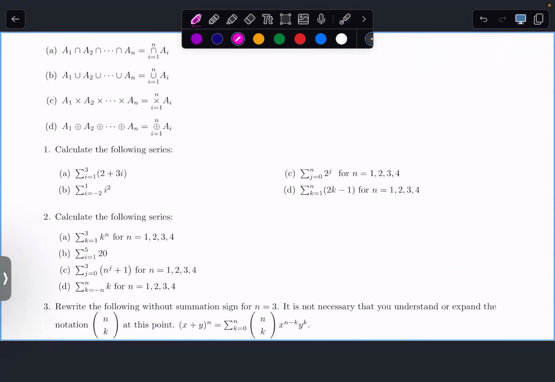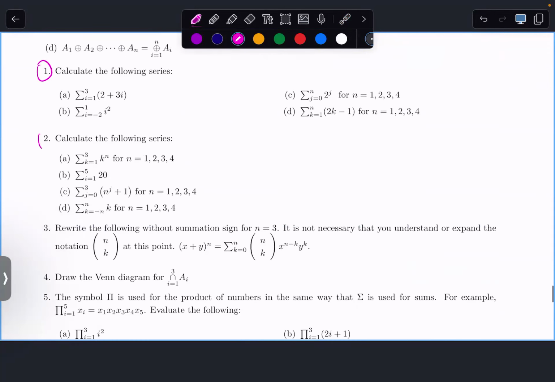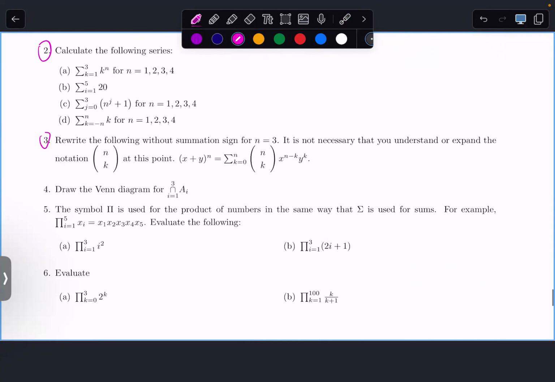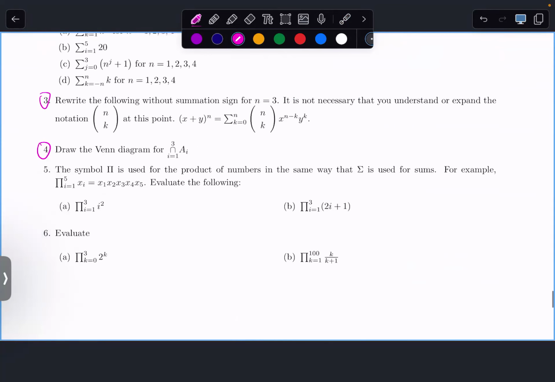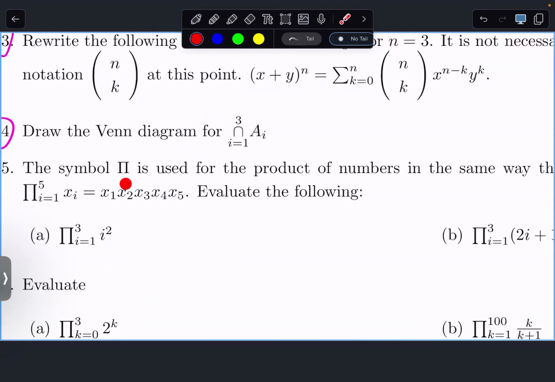So then you can do all these, making a note that a capital pi is the product of numbers. And so then you're multiplying numbers instead of adding them. But it works the same way.